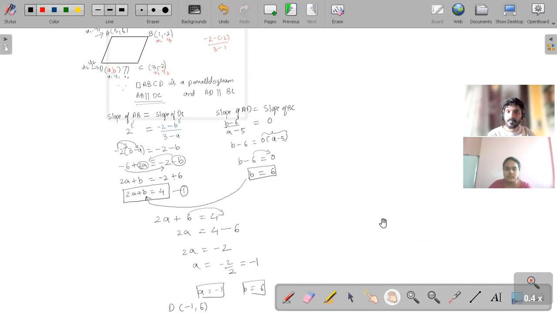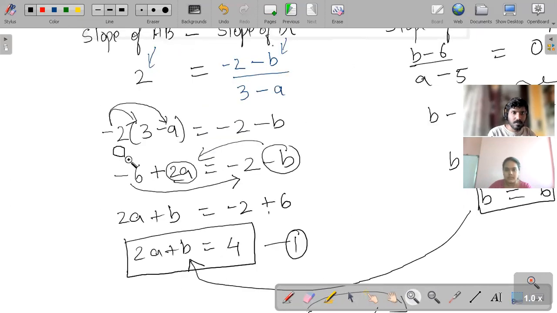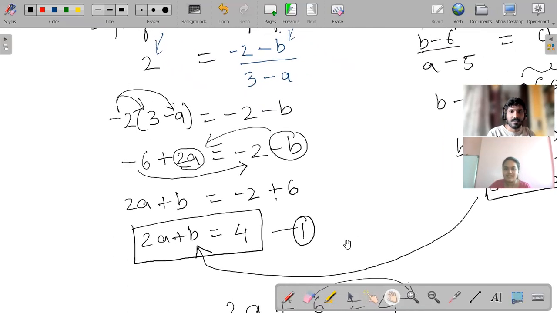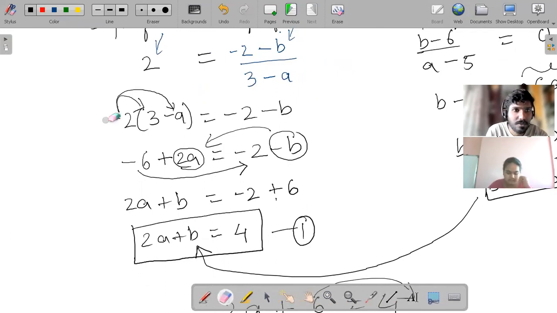In this first one, why was this minus 2? It was 2, no? How did it become minus 2? Yeah, here I made a mistake. I'll correct it. It was plus, right? So this went off. We'll have to do this again.